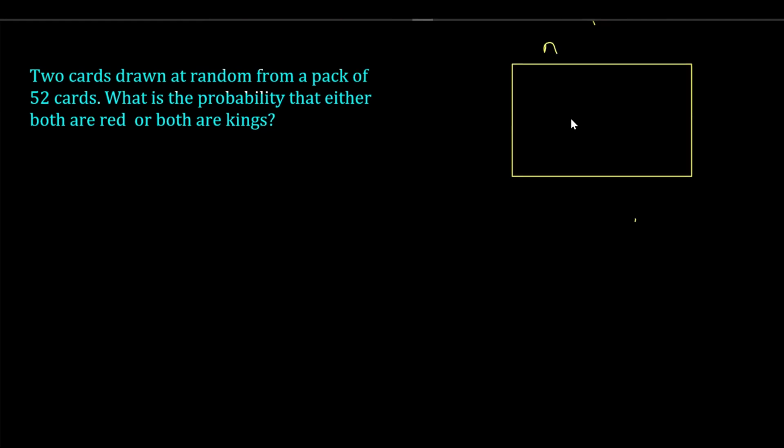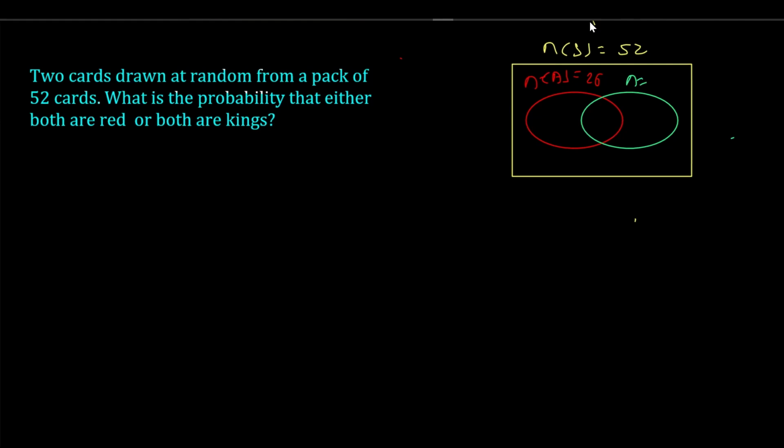We know that total number of cards are how much? 52 cards are there. And then probability of getting a red card. So what you should know is how many red cards are there? Say if I take n of A as the number of red cards, there are 26. And then there is a king also. Now, how many kings are there? We know that there are four kings, two red and two non-red, that is black, right?